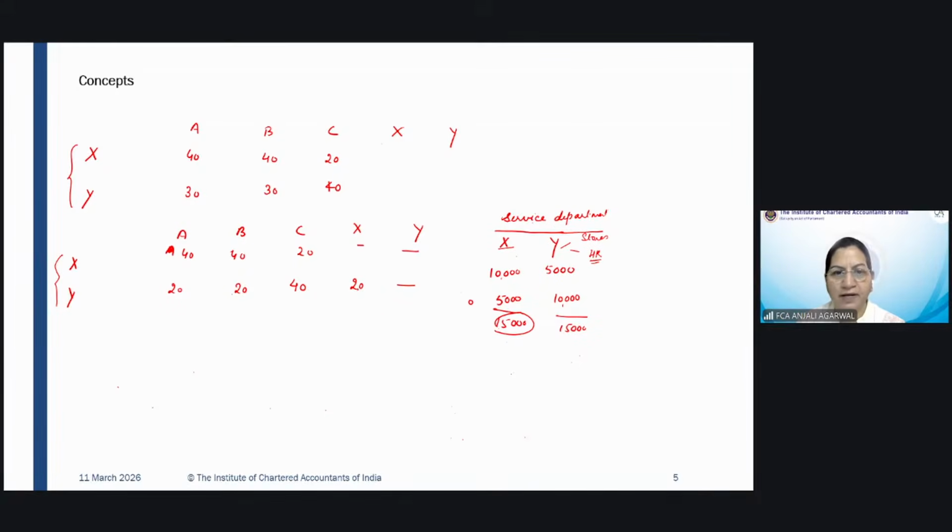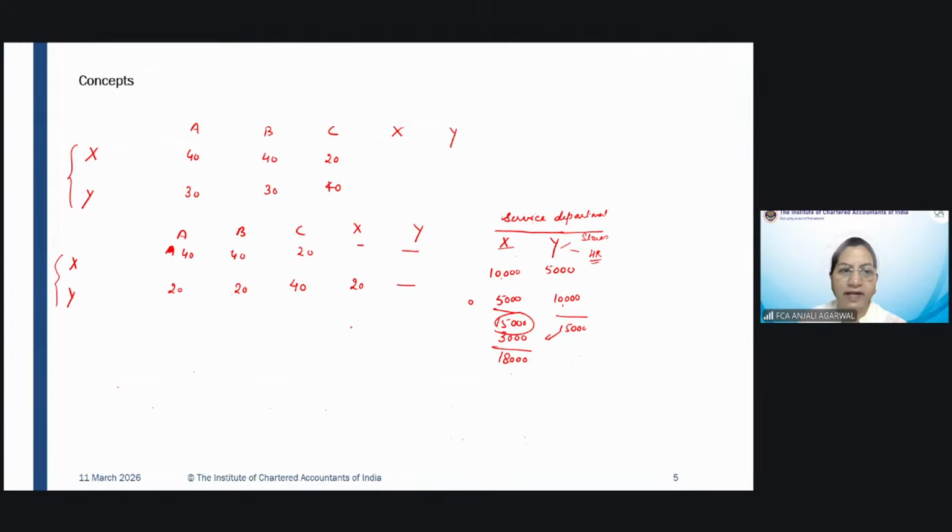So in step ladder, first distribute that service department's expenses which has the maximum number of allocations. So there are four departments in which Y is to be distributed and three in which X is to be distributed. So first Y will be distributed. In that way, some portion of Y will come to X, 3,000, and the total of X will then become 18,000, and 18,000 will be distributed amongst ABC, 40, 40, 20. So 7,200, 7,200, and 3,600.